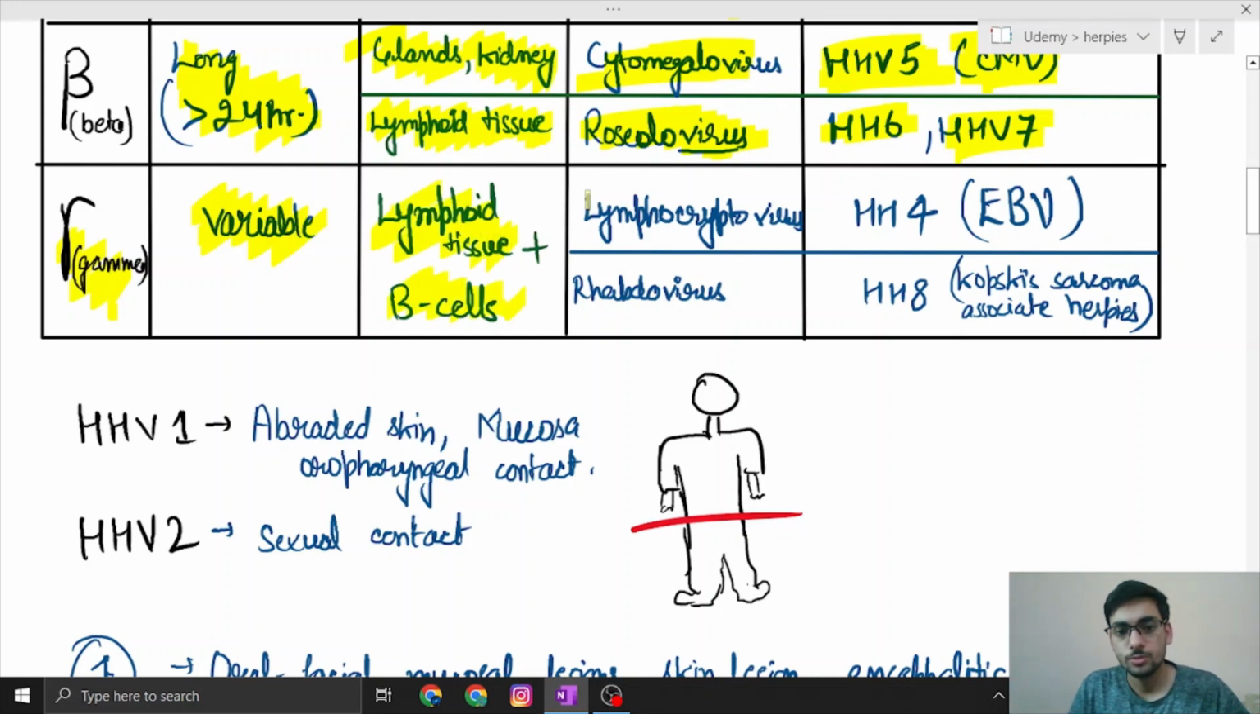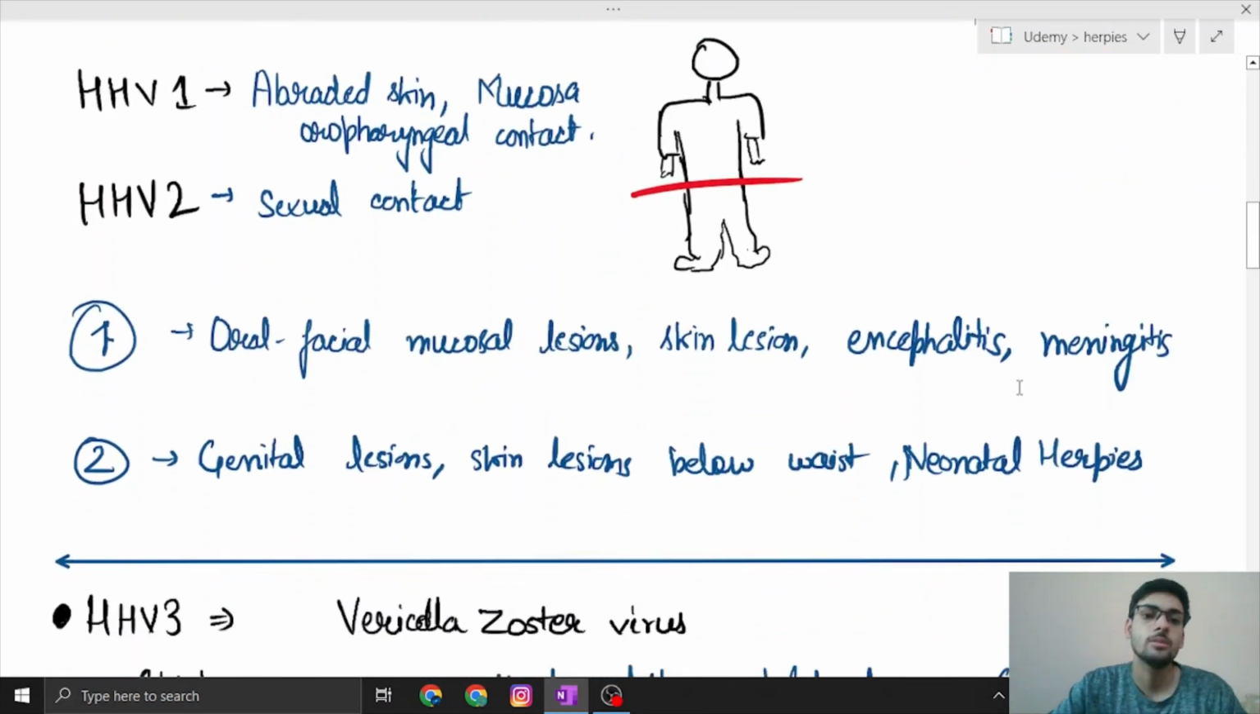The first group is lymphocryptovirus, which is HHV4, called Epstein-Barr virus, and rhadinovirus also belongs to this gamma family, which is HHV8, and Kaposi sarcoma-associated herpesvirus is its name. Okay, so we'll talk about HHV1 and 2 first.